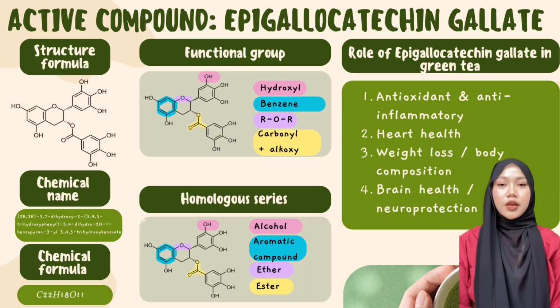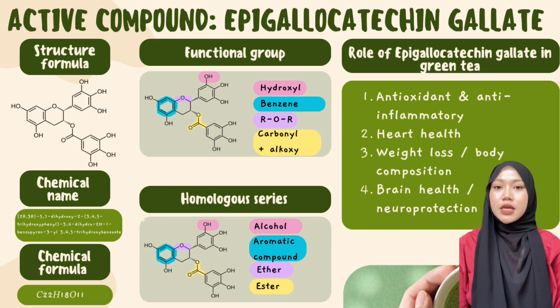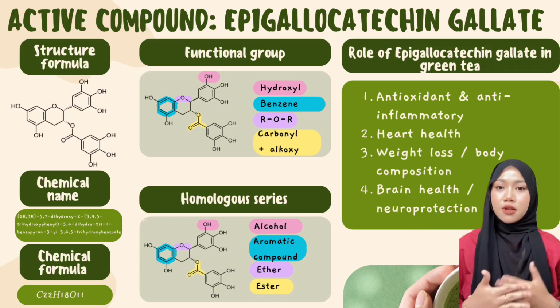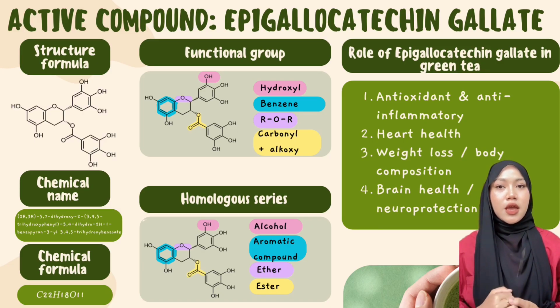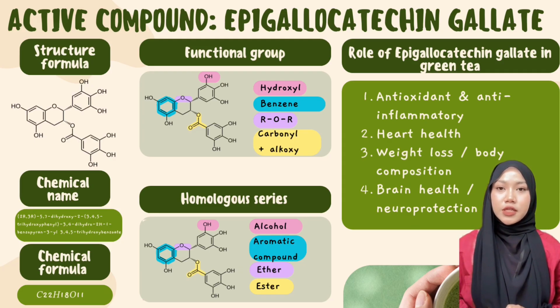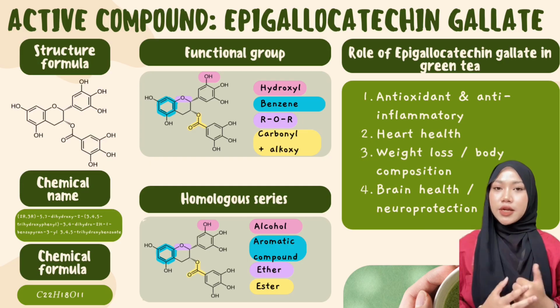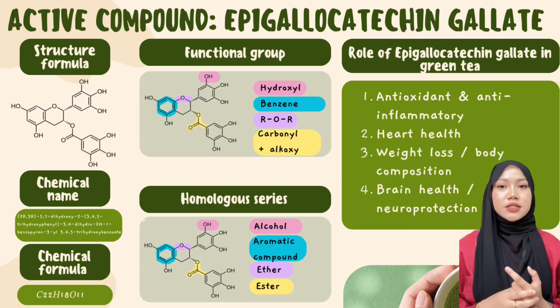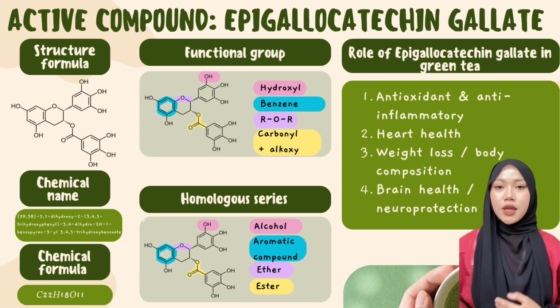Role of epigallocatechin gallate in green tea. Firstly, green tea acts as a strong antioxidant. This means it helps protect our cells from damage caused by free radicals. It also has anti-inflammatory effects, which can help reduce the risk of chronic diseases such as arthritis, heart disease, and certain cancers.